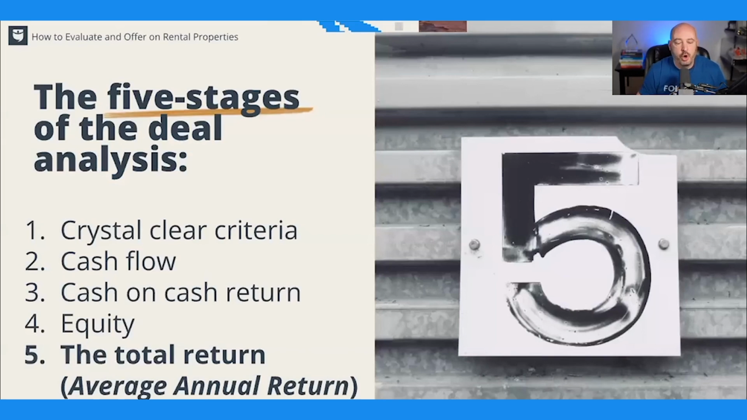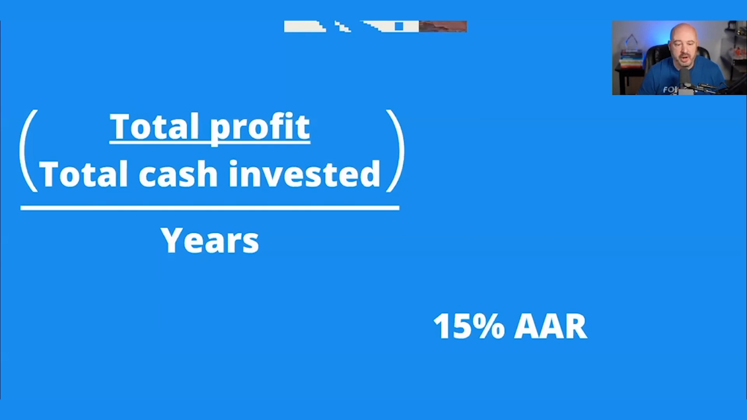And then you've got your total return. This is what I was talking about earlier, where sometimes ROI, or return on investment, is a vague term and you don't know what it's including. But the total return is your average annual return. You take your total profit. Now that might include all of your cash flow for the year, but this also now includes the equity that you've built. This also includes the amount of the loan that you paid off with your tenant's money.